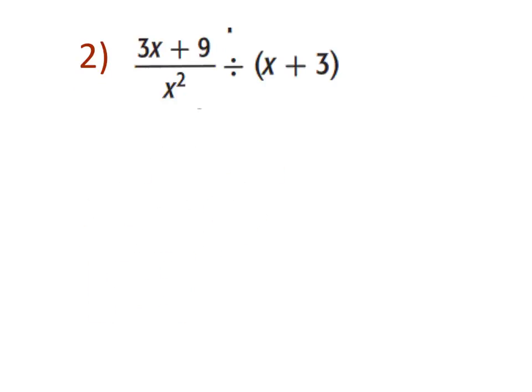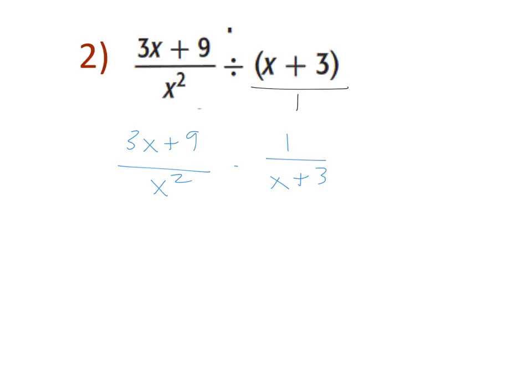Okay, let's look at number 2. I have 3x plus 9 over x squared divided by x plus 3. What do you think we should do here? Well, let's put the x plus 3 over 1 so that it looks like a fraction, and then when I'm dividing fractions, I really just flip the second fraction and multiply. So what this really turns into is 3x plus 9 over x squared, and then times 1 over x plus 3, because again, I flipped that second fraction.